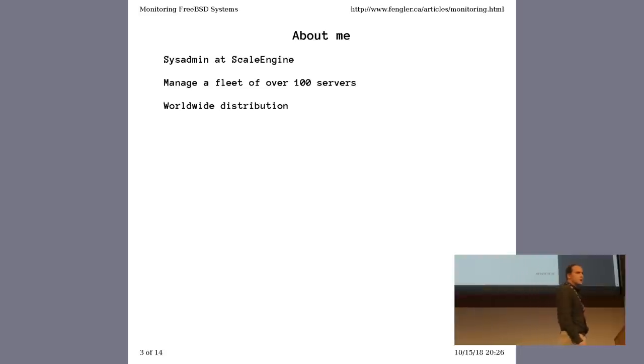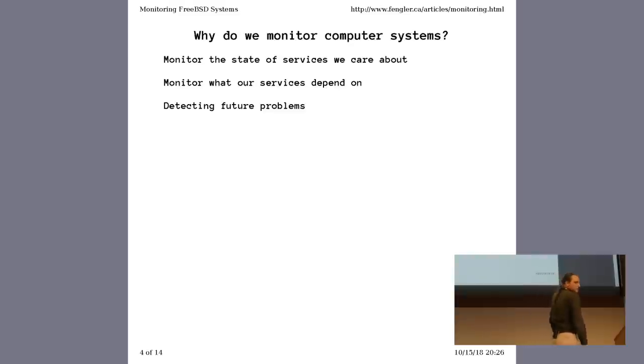So lots of global reach, but that means everything we want to do has to pass over lots and lots of cabling and often an ocean or two. And the internet is not as reliable as you might hope it is. So worldwide distribution presents many challenges for the distribution part, but it also presents many challenges for monitoring what we're doing. So why do we monitor computer systems?